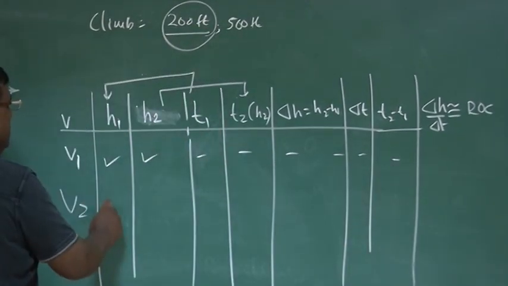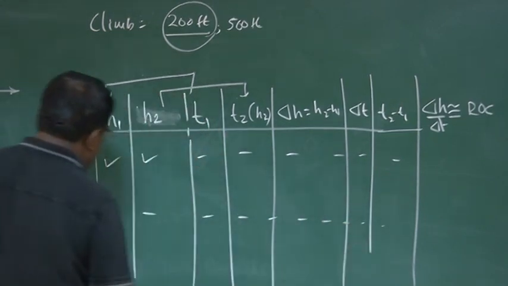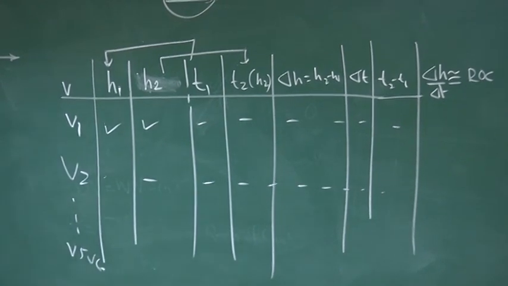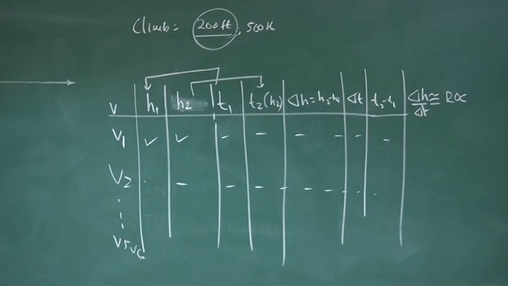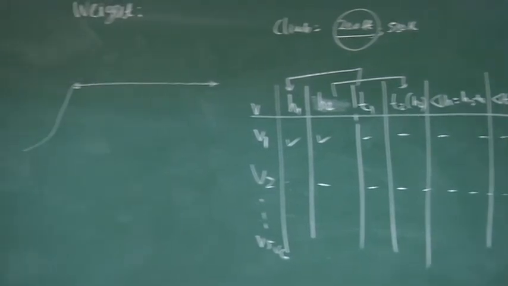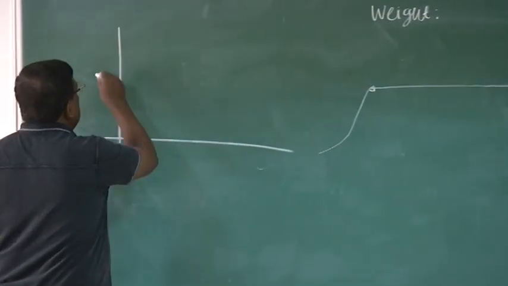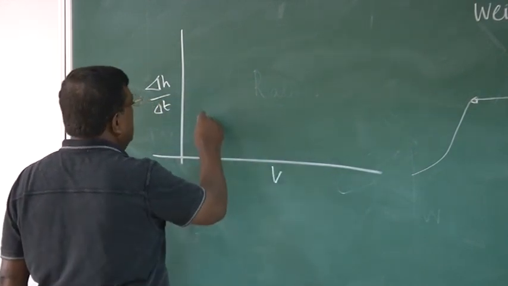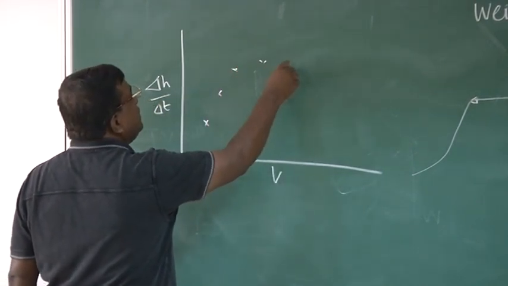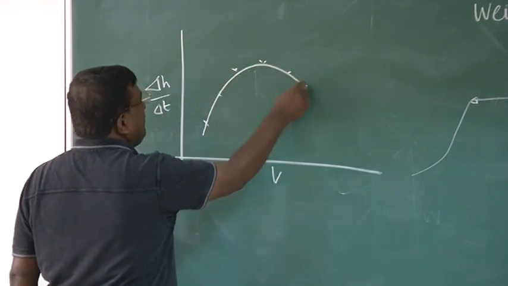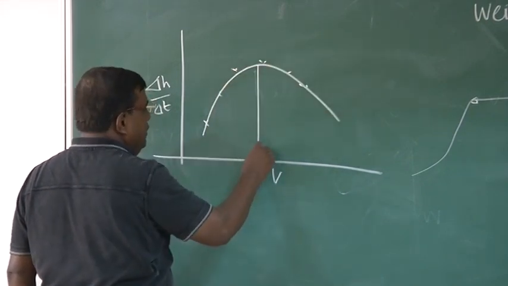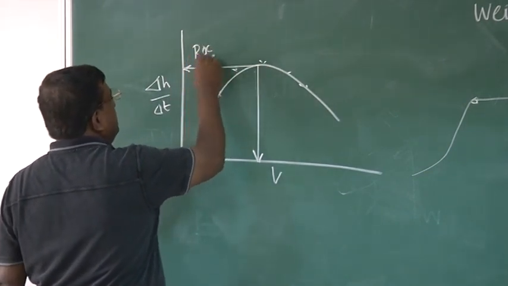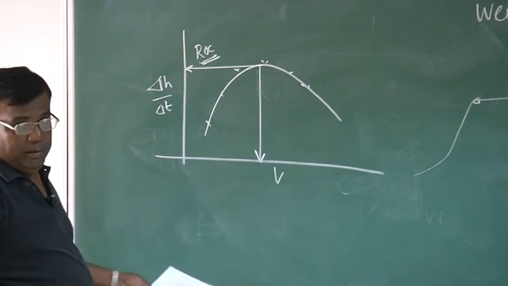Similarly, ask the pilot to repeat at least 5 to 6 sets. Okay? Right? Now, come down and you plot delta H by delta T versus speed. You will get points scattered like this. Join them, and this is the velocity or speed at which you will get maximum rate of climb. This is what is generated from the experiment.